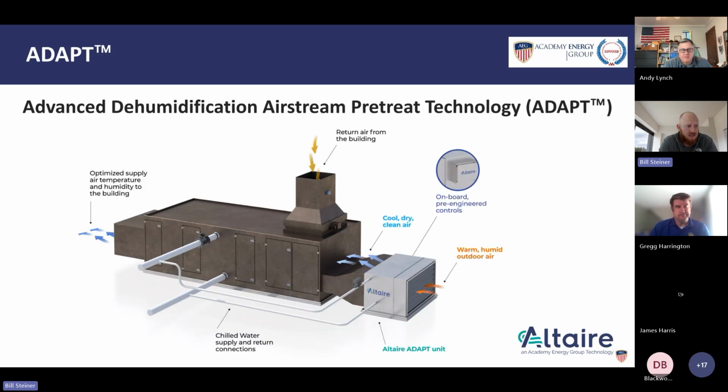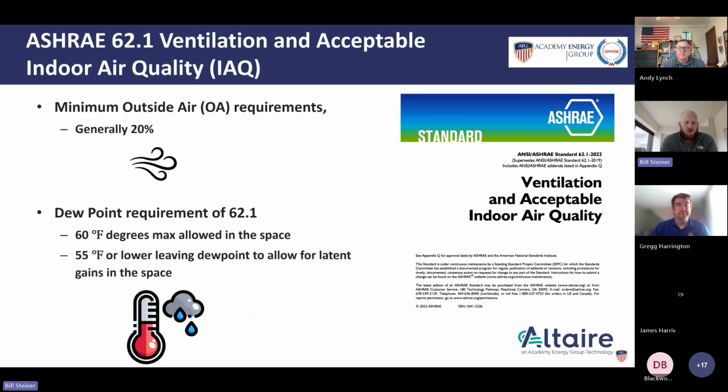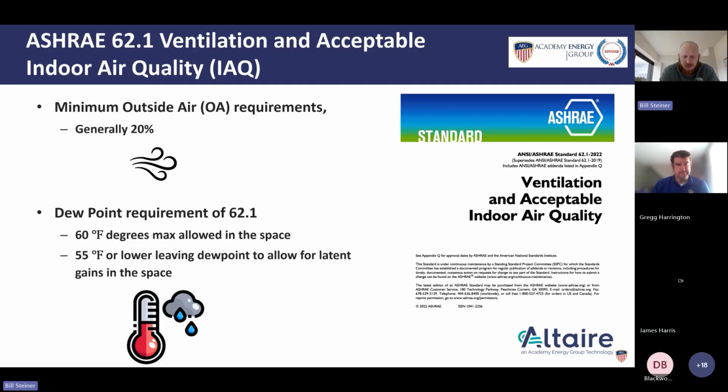So what is ADAPT? It is the Advanced Dehumidification Airstream Pretreatment Technology. That is what ADAPT stands for. So why do we need to dehumidify? How do we find ourselves in this position? That is because of ASHRAE 62.1 and the requirement to bring in outside air. Typically, if you look at the spec, there are about 3 pages based on your occupancy, space use type, and all of those things, on how much ventilation you actually need. But generally, we say it's about 20%.